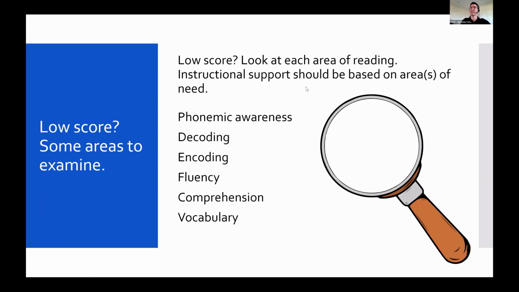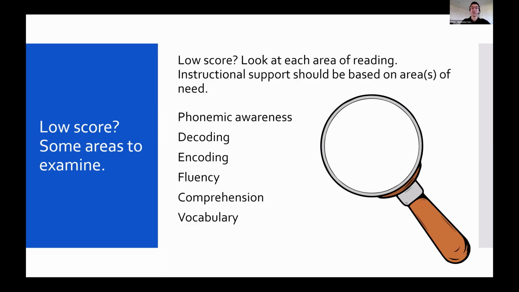If a student with dyslexia has a low score on a standardized test, there are some areas to examine. So, one beneficial thing is to look at each area of reading and see if instructional support can be provided based on areas of need. One of these areas is phonemic awareness. Phonemic awareness just refers to the sounds that letters and letter combinations make. If students have weak skills in this area, they're going to be guessing at lots of words. They won't be able to properly read certain words. And in general, they're going to have a really difficult time trying to read any words that they haven't memorized the shape of, or seen a lot before.